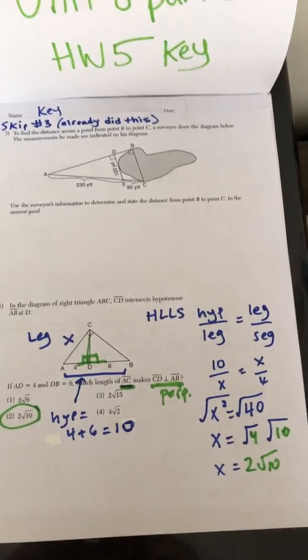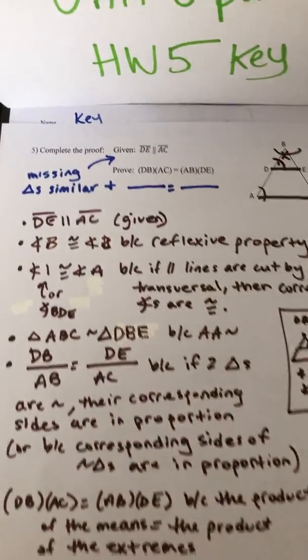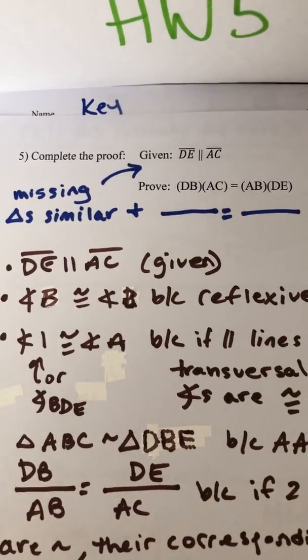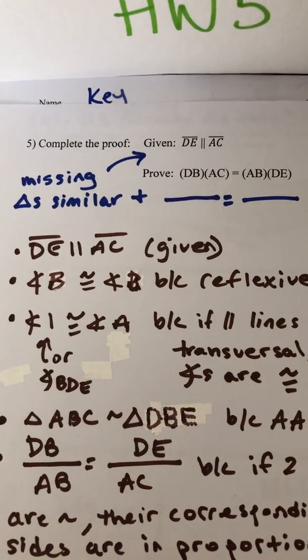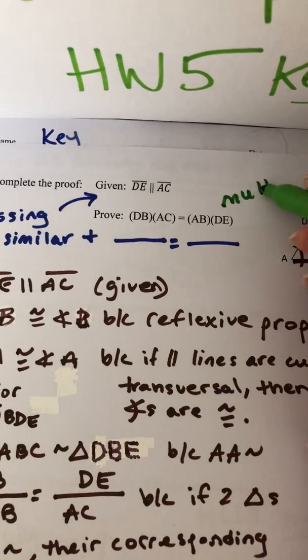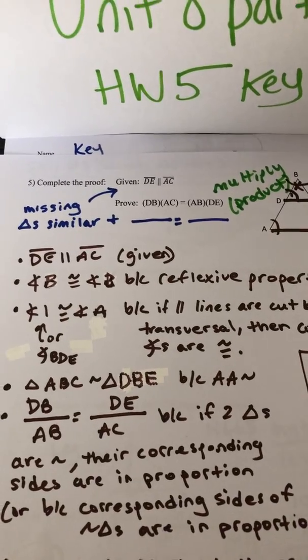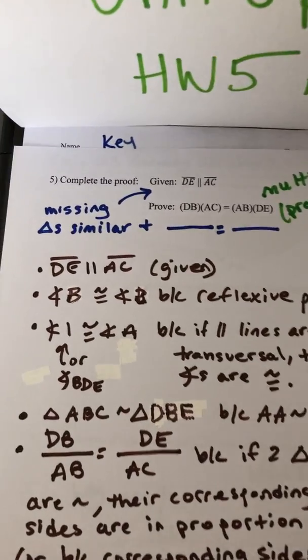Okay, on the last page, we had a proof. I've worked out most of this for us because it's a review. So we're going to start off by knowing that our given is parallel lines. And we're trying to prove the multiplication step. When I think multiply, I think product. So I know at the end, I'm going to have to say that sentence about the product of the means equals the product of the extremes. I'm going to hold that thought for later.